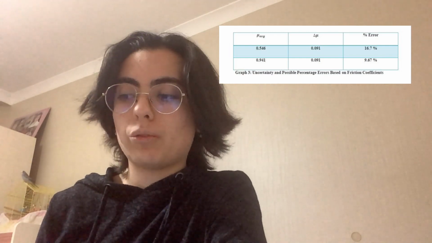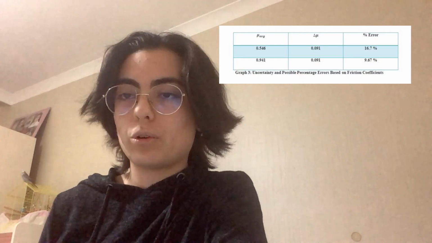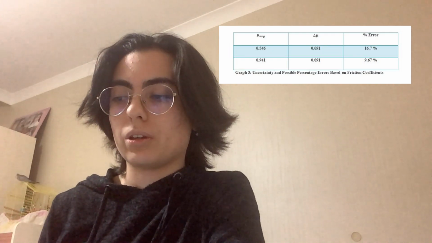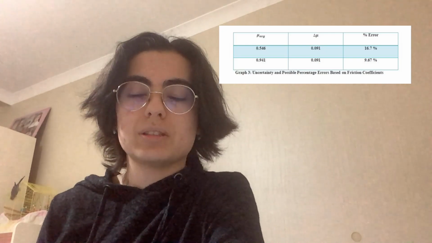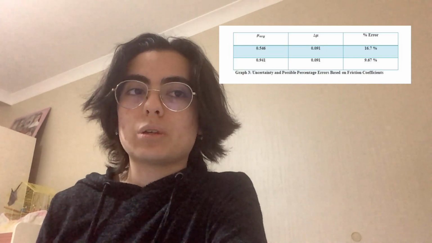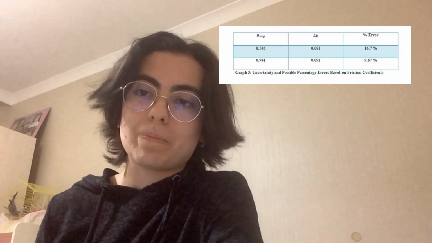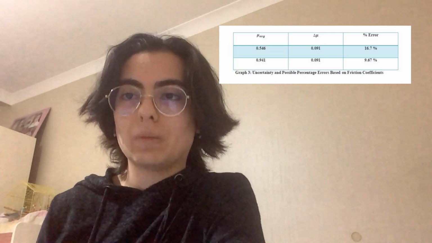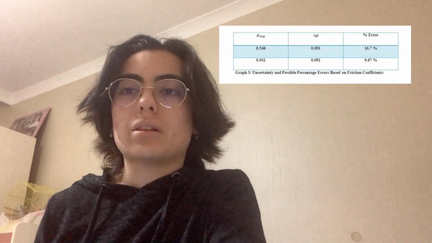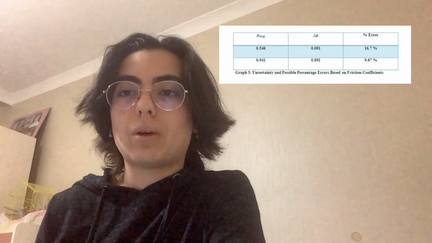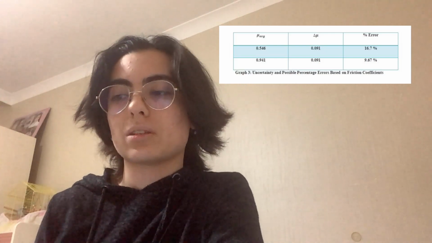The coefficient for sandpaper was 0.941. Meanwhile, the coefficient for paper was 0.546. As you can see from that, the static coefficient of the sandpaper was a lot higher than that of the paper. This basically proved the hypothesis that my experiment was made to test, and therefore it was successful.